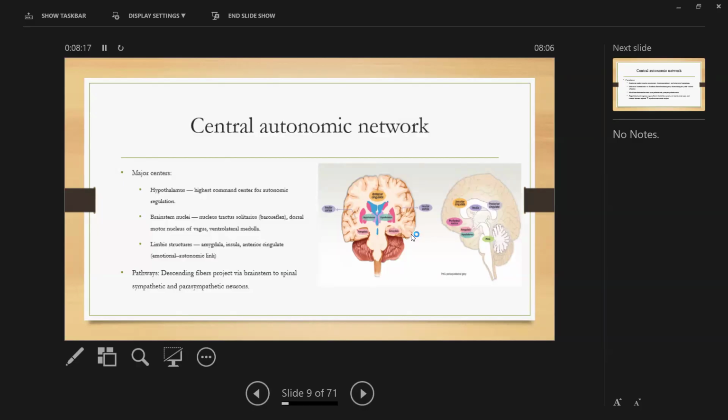Suppose we are seeing some frightful situation. We get increased sweating and heart rate. It's due to emotionally triggered increased heart rate. We're getting fear. This is mainly due to these limbic structure nuclei like amygdala, insula. During that process, these nuclei come into play. And another thing is the brainstem nuclei like nucleus tractus solitarius, dorsal motor nucleus of vagus and ventrolateral medulla.